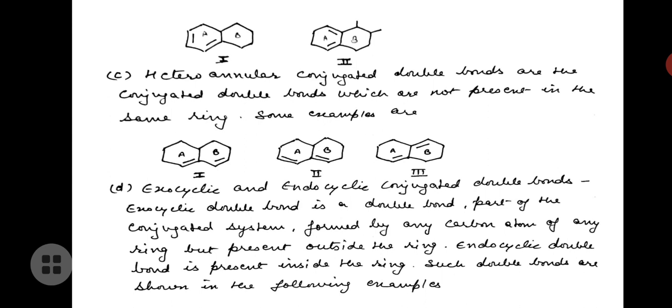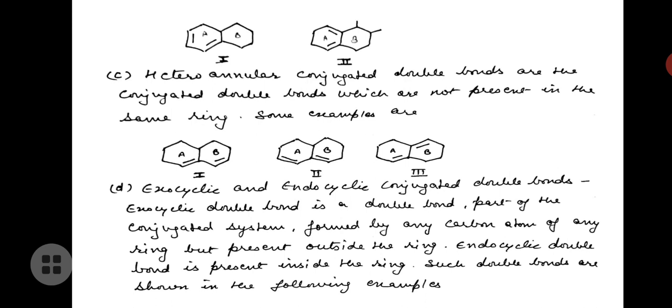See the third example. The same. Here are two rings A and B. The conjugated double bonds are present, one in ring A and other in ring B. So these are the examples of heteroannular conjugated double bonds. Now next comes the exocyclic and endocyclic conjugated double bonds.